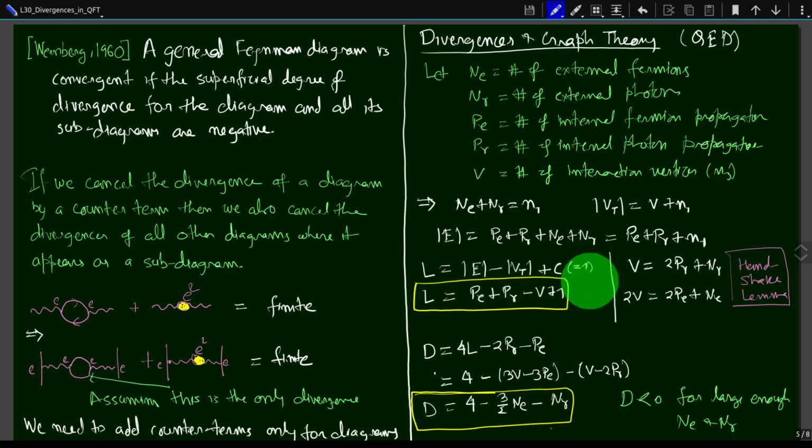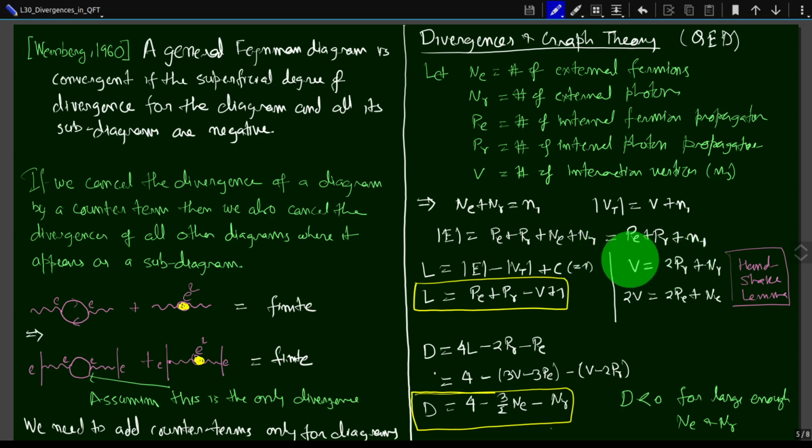Now I have a modified version of the handshake lemma over here. For each vertex, I have 1 photon. So the number of photons in the diagram is the same as the number of vertices, but that is the same as 2 times the propagator, because the propagator is connected to 2 different vertices. The internal propagators are all connected to two vertices, so each propagator in a way is getting counted twice while counting these vertices.